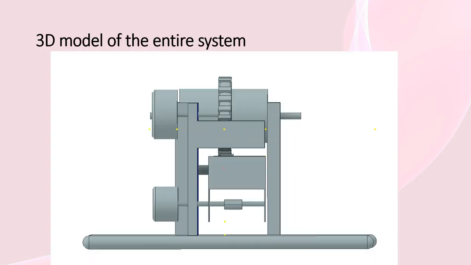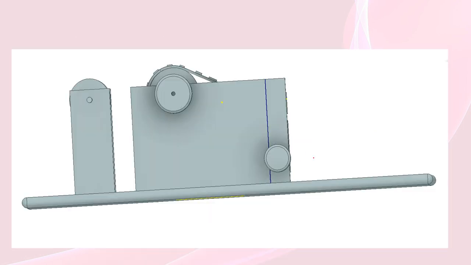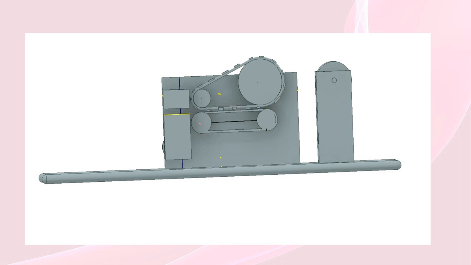This is the front view of the model. This is the side view. Here we are using 2 DC motors, one to cut the tape and another one to dispense the tape. Here you can see 3 subsystems. This is for dispensing the tape, this is for cutting the tape, and this one is to hold the tape.